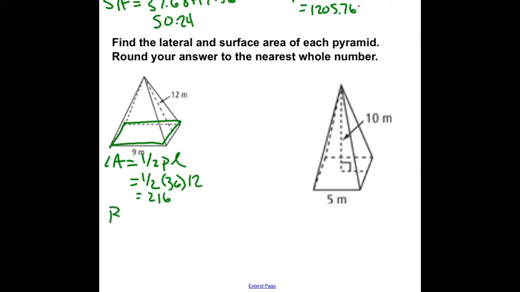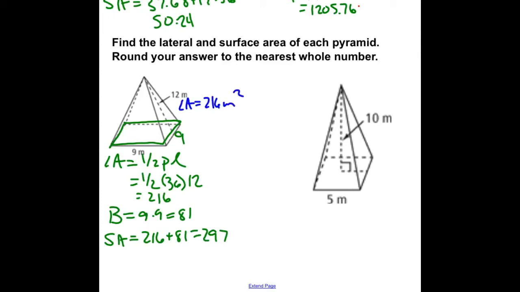Now I'm going to go do the base. It's 9 by 9, so I go 9 times 9, and I get 81. Surface area is just take those numbers, add them up, and we get 297. So our lateral area was 216 meters squared, and our surface area was 297 meters squared. Okay? Oops, I circled that in pretty poorly.